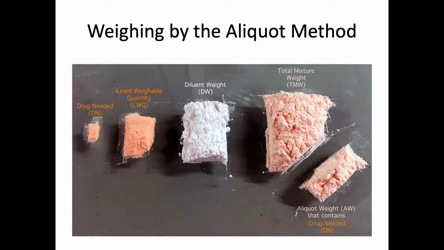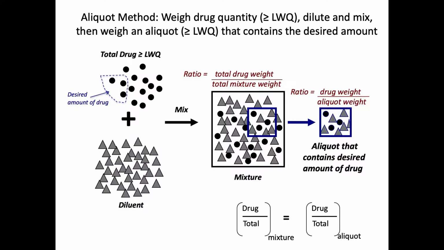This picture was to help you visualize some of the abbreviations and the terms that we're going to use in this calculation. This slide is another attempt to help you visualize what's happening using the aliquot method. In this method, on the far left, on the top, we have the little circles, the black dots. The black dots represent individual drug molecules, if you will. The problem is that we only want 3 dots, 3 drug molecules. But that's less than what we can accurately weigh on our scale.